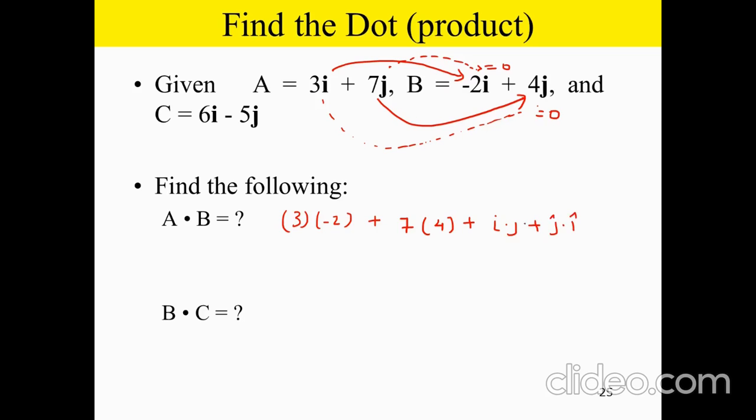So it doesn't matter what components they have in front of them, the resultant value will be 0. Okay, so then a dot b will simply be minus 6 plus 7 fours are 28, and so you get a resultant of 22. Again, it's called a scalar product because you're just getting a number value at the end. Similarly, you can perform the exercise for b dot c and calculate what it is.